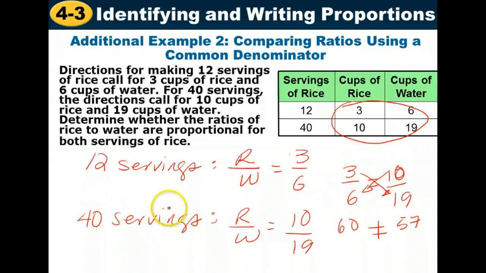Actually, to go from 12 servings to 40 servings, we will have to multiply the whole recipe by 3 1/3, so we could get the exact ratio of how much rice and how much water to add for 40 servings. We'll deal with these more in the next lesson.